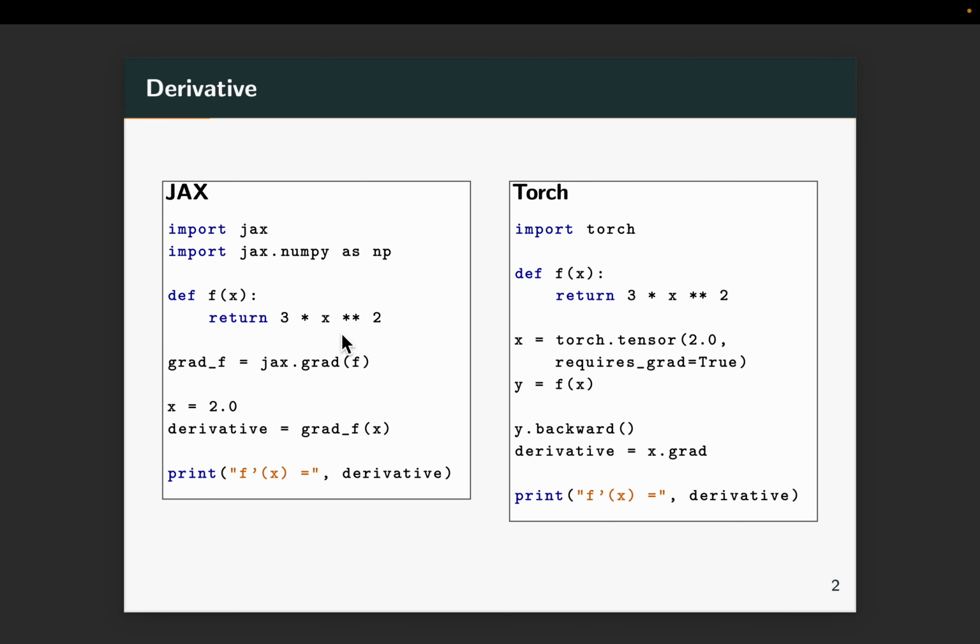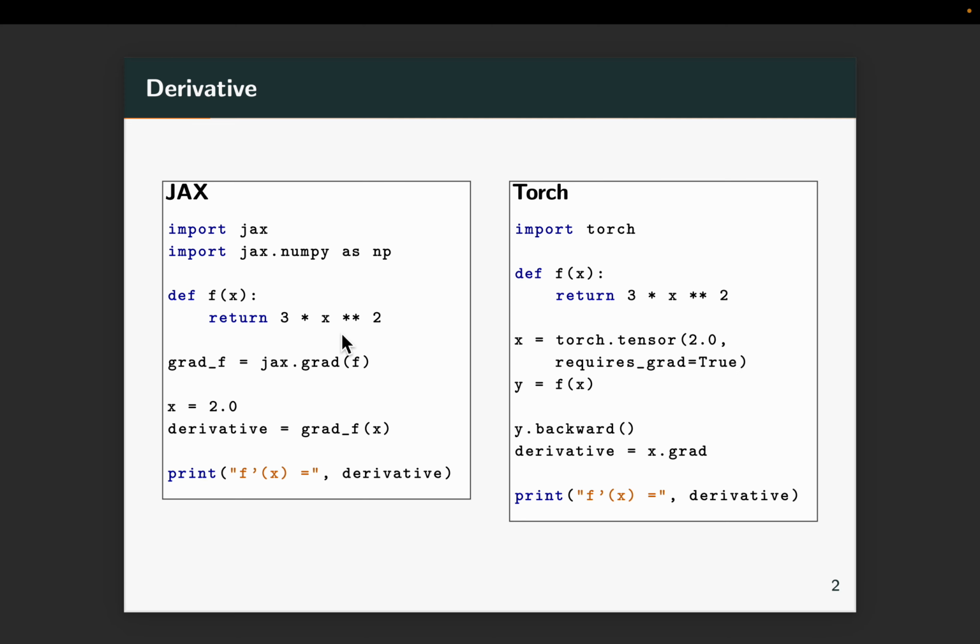If we had to implement this in either JAX or Torch, the code is fairly straightforward. In JAX, we define a function f(x), and we obtain a new function which you're able to call as jax.grad of f. This grad f takes the same parameters as the original function, and you can give in any value and you will get the derivative at that particular x. There is a slight stylistic difference between the way JAX does it and what Torch typically does.